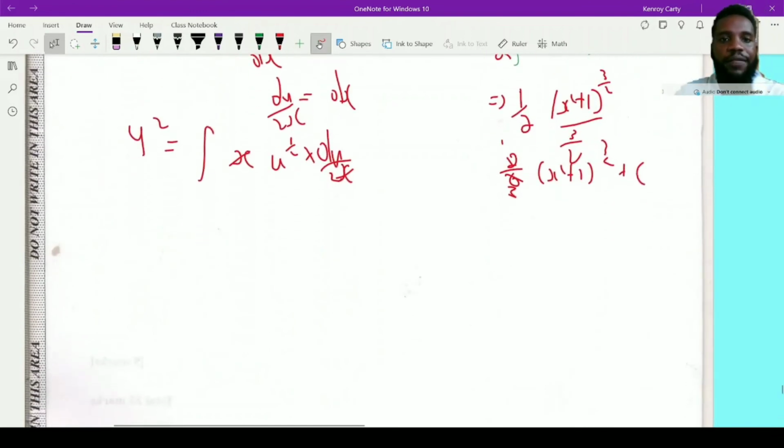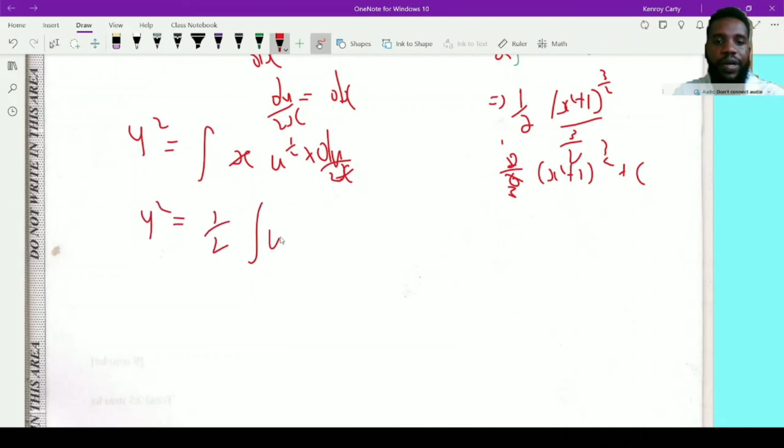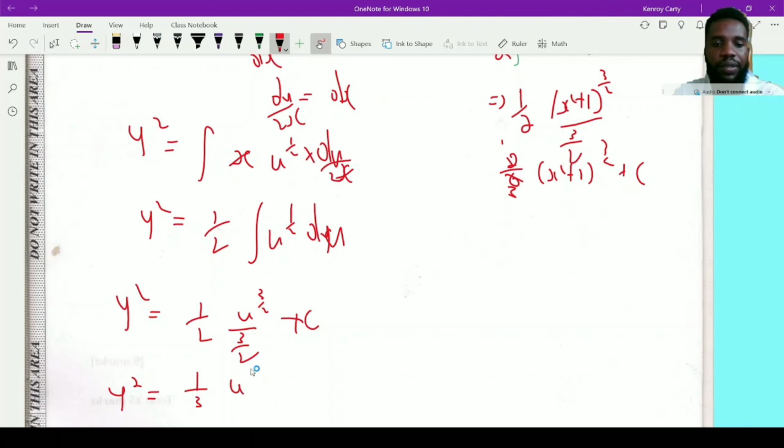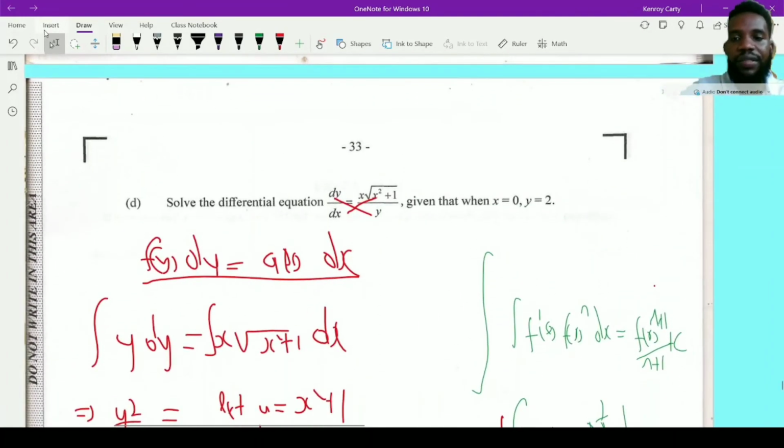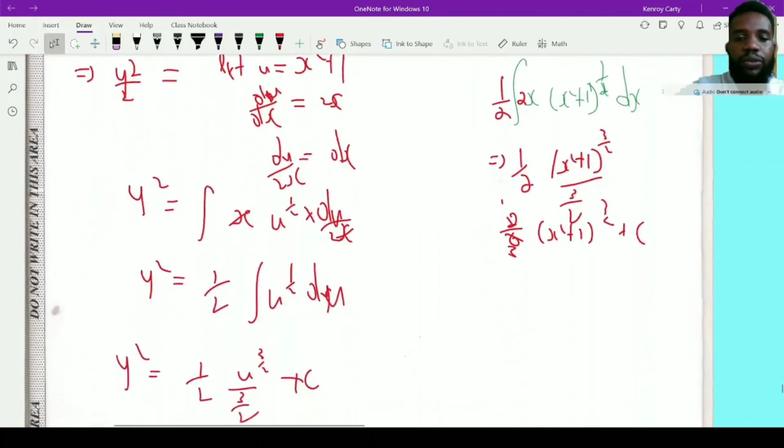So you're going to have y squared equal a half integral u to the half du. Alright, where you simply just add 1 to the power, so y squared equal a half, add 1 to the power, so you have u to the 3 over 2 over 3 over 2 plus the constant of integration. So y squared is basically equal to 1/3 u to the 3 over 2 plus c. But this is a general solution. You are given enough conditions to find a particular solution. X is 0 when y equal 2.